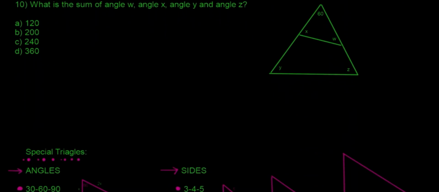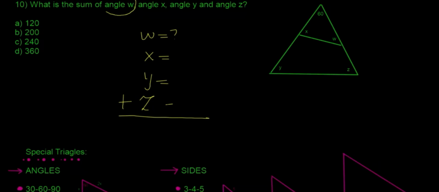What is the sum of the angles w, x, y, and z? When they come up with questions like these, naturally, your human mind is tricked into thinking, okay, let me find out the value of w, x, y, z, and then I would add them all up together. That's how everyone tends to think.